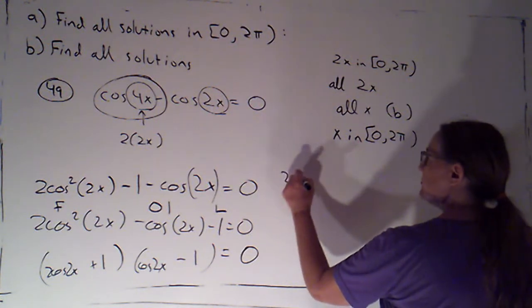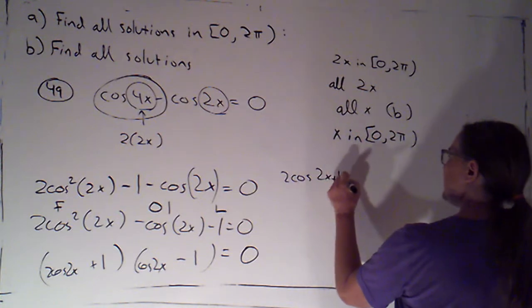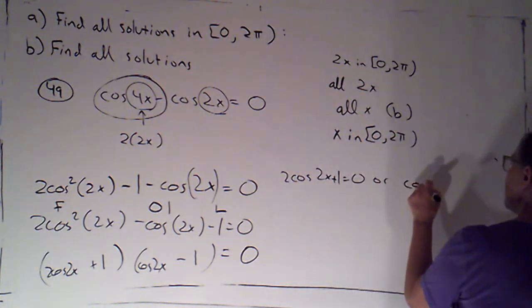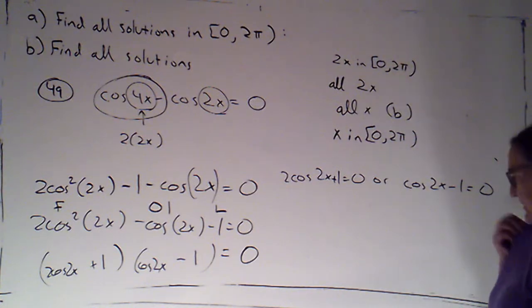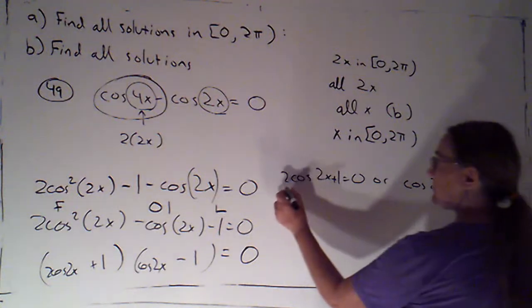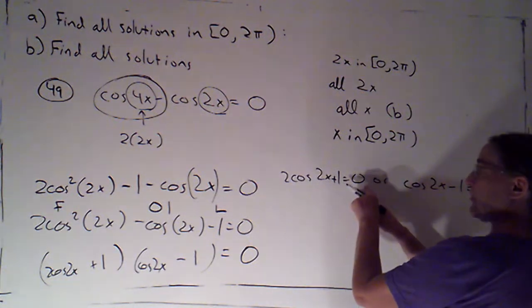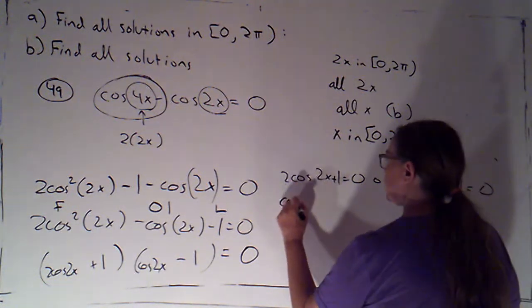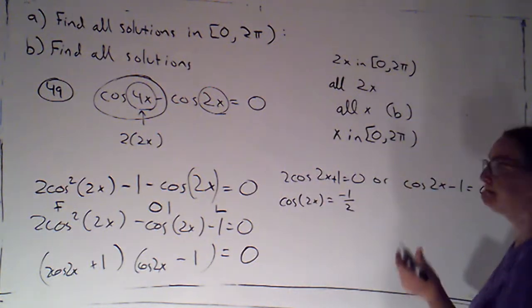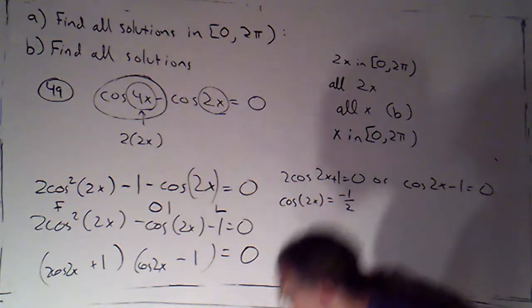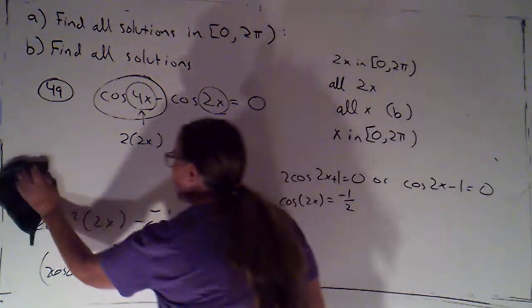So either 2 cosine 2x plus 1 equals 0, or cosine 2x minus 1 equals 0. In both cases, I want to just isolate the trig function. So here, I'm going to subtract over that 1 and divide by 2. So cosine of 2x would equal -1/2. Okay, so let's go ahead and solve that one.